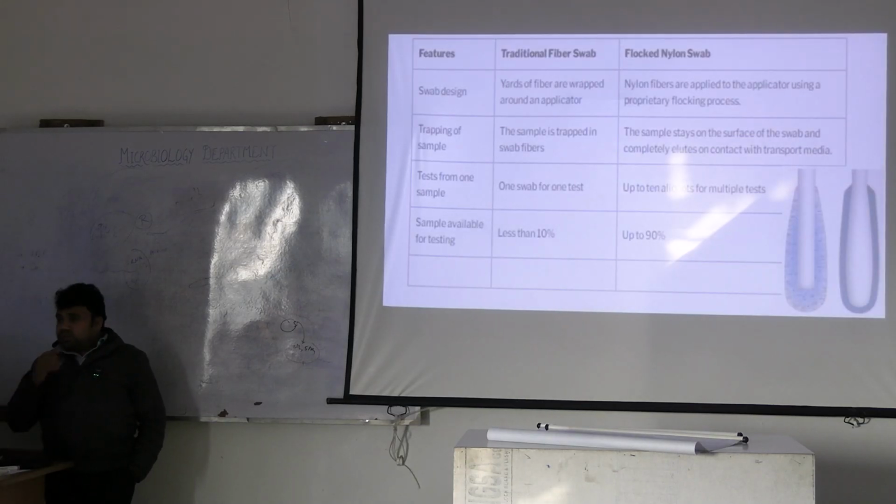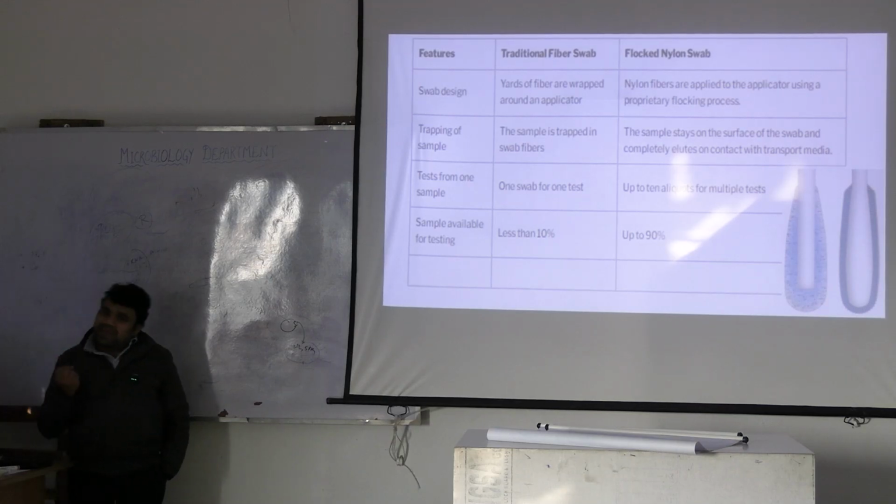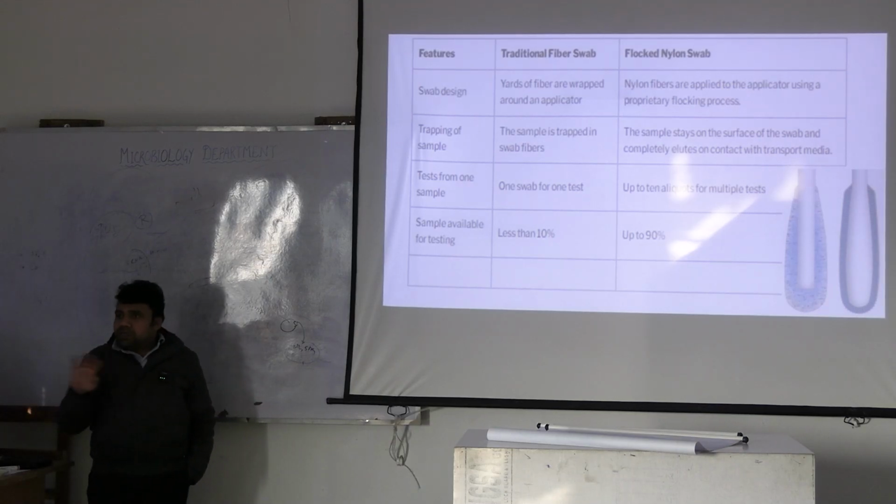Again, the swab design can be of two types. One is the traditional, another is the flocked. Traditional means what you can see in earbuds, cotton that has been wrapped around. The advantage of this traditional swab is that it can absorb a lot of moisture or fluid. The disadvantage is that cells do not get attached to this swab easily. Meaning, it can absorb the fluid, but the local tissue cells are not easily attached to it.